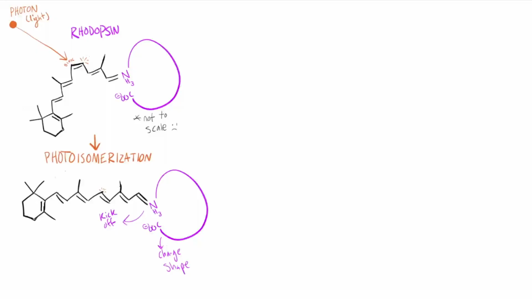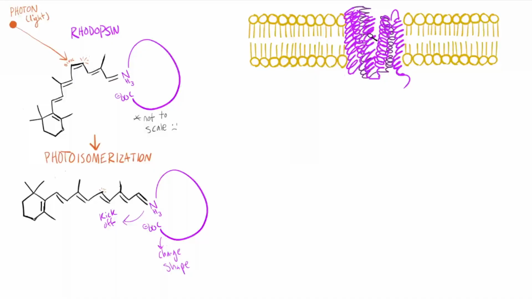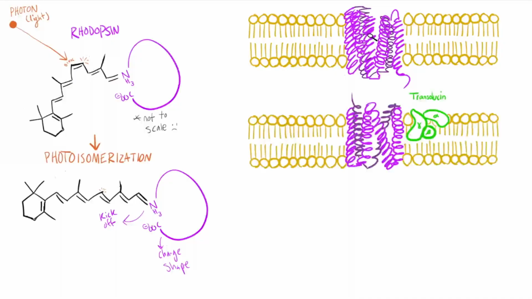Another way to visualize this is in the plasma membrane itself. You can see here we've got our plasma membrane in yellow, our rhodopsin in purple, and our chromophore visible in black. Remember that when light hits it, it's going to strain it up and kick it out. And so what that's going to do is activate a new protein, 3 subunits, called transducin.